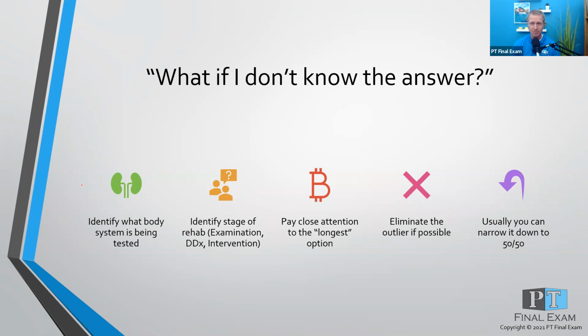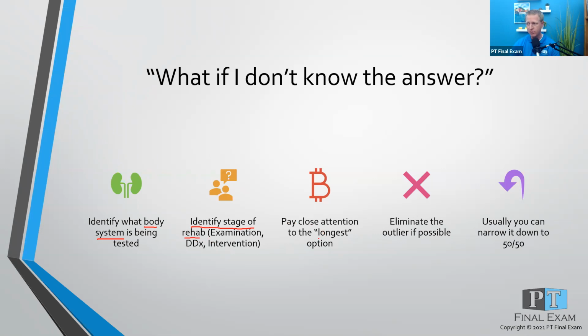So the first step is to identify what body system. Even if you don't know the answer, try to identify or articulate what body system it is we're talking about. Is it cardiac? Is it metabolic and endocrine? What in the world is it as far as the system? And then try to identify what it is they're asking you to do. Are they asking you to do an evaluation and differential diagnosis? Or are they asking you for an intervention? Try to again take it to that level of what system are we in and what stage of rehab are we in. So here are just a couple of tips, again, if you don't know the answer.